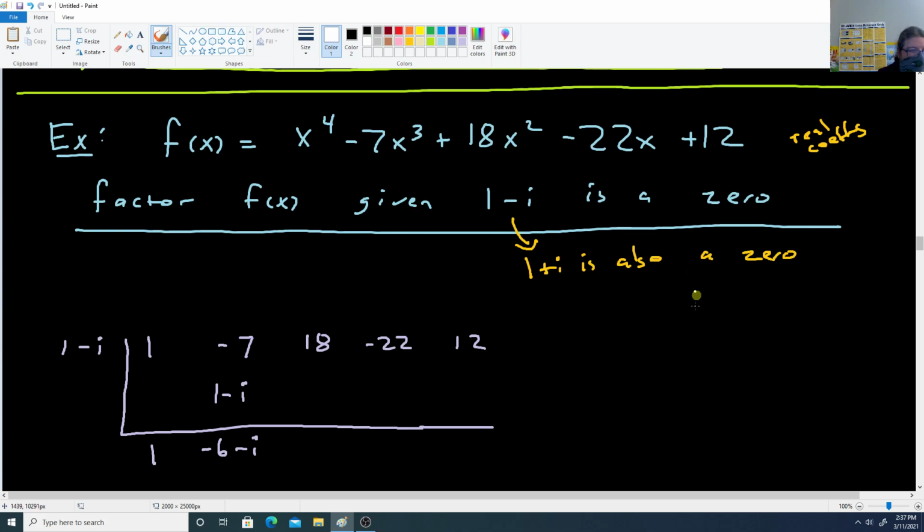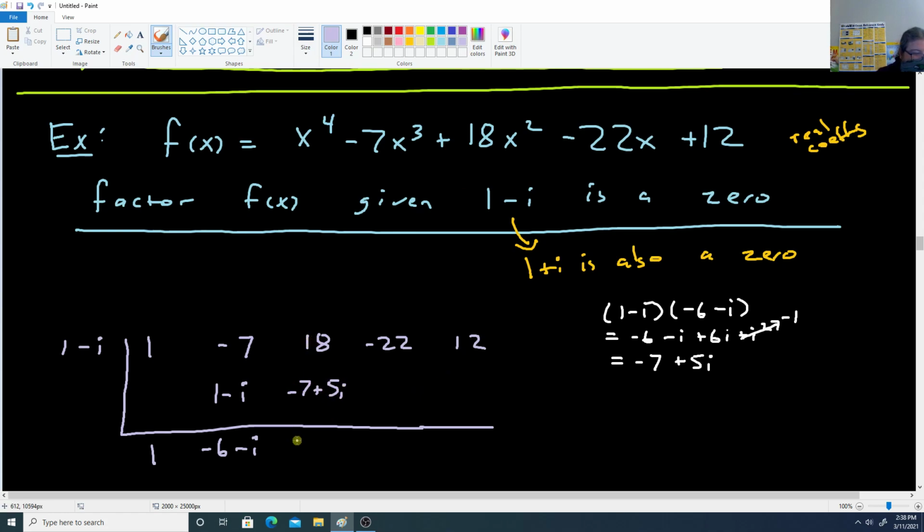We choose a slightly different color. So we want to do 1 minus i times negative 6 minus i. If I FOIL that out, I get negative 6 minus i plus 6i, that'll be plus i squared. Plus i squared is negative 1, so this will be negative 7. Negative i plus 6i is plus 5i. So I get negative 7 plus 5i there. 18 take away 7 is 11, so I have 11 plus 5i.